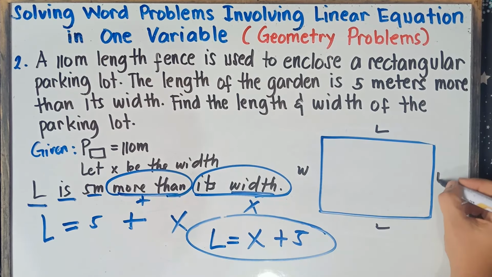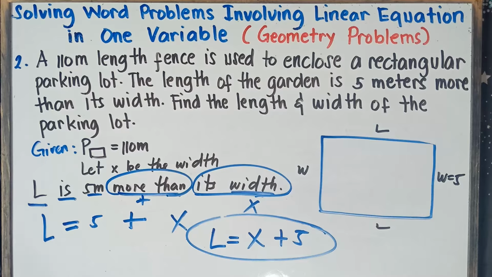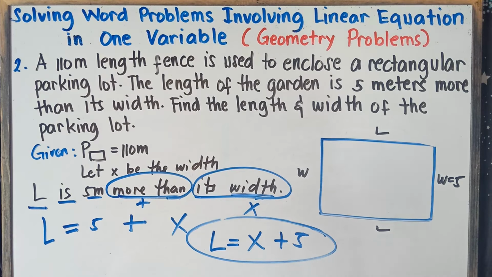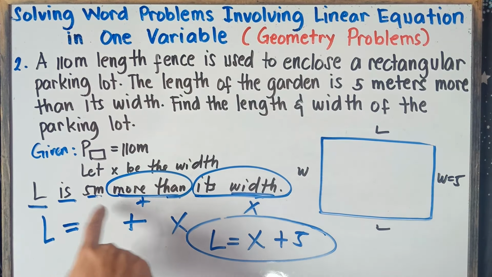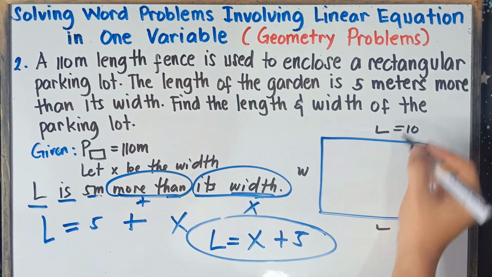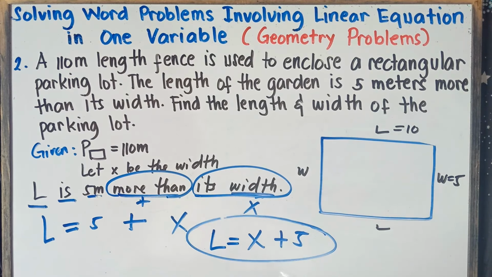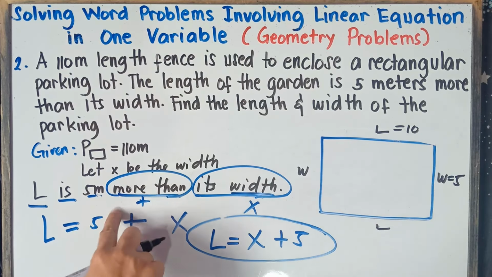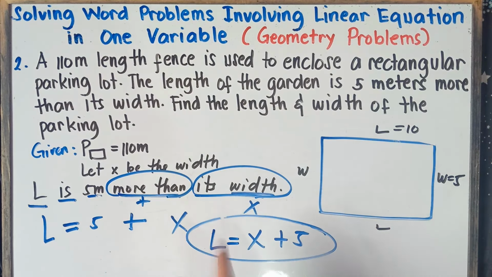That's an example, class. If our width is equal to 5, what will be the measure of the length? Of course, class, automatic, we know the length because the length is 5 meters more than the width. So if our width is 5, automatic, our length is 10. Question, sir, why do we get 10? How did we get 10, sir? Simply add 5. 5 plus 5 will be equal to 10 because we know that the length is 5 meters more than its width.